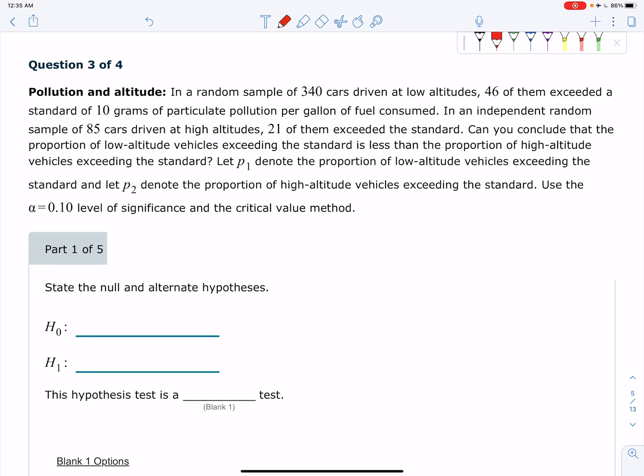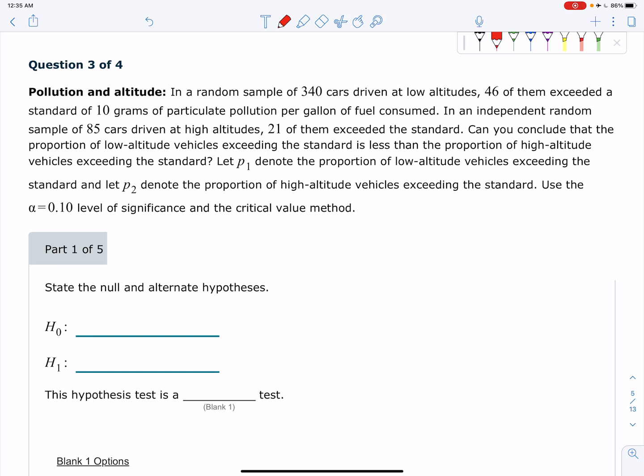Well, how fast do I go through it? I guess I better at least read it. In a random sample of 340 cars driven at low altitudes, 46 of them exceeded a standard of 10 grams of particulate pollution per gallon of fuel consumed.